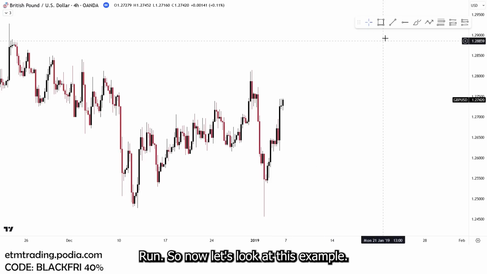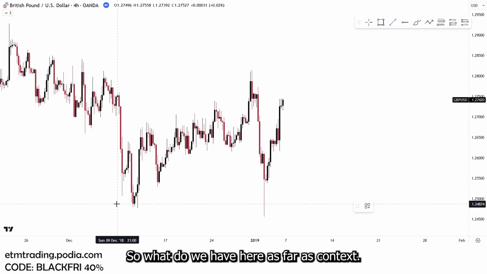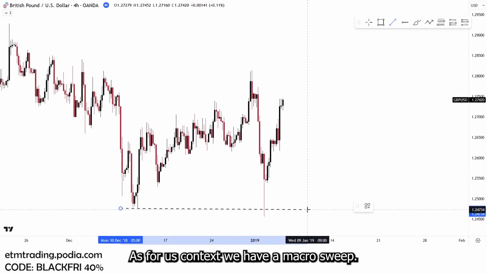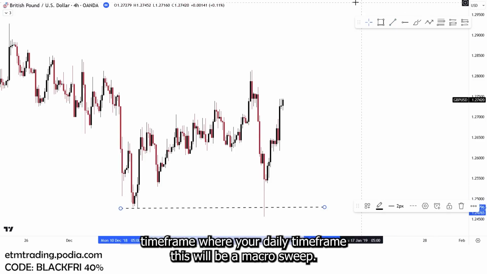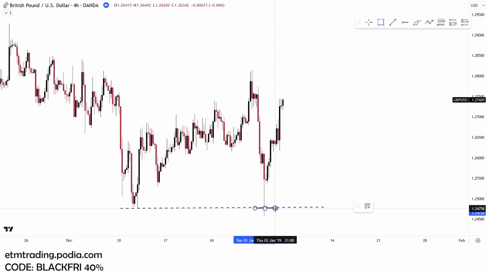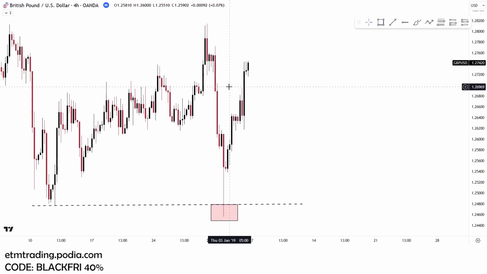So now let's look at this example. So what do we have here as far as context? As far as context, we have a macro sweep. So if you go on your 12-hour time frame or your daily time frame, this will be a macro sweep. Those sellers being trapped. So now we are on the micro.